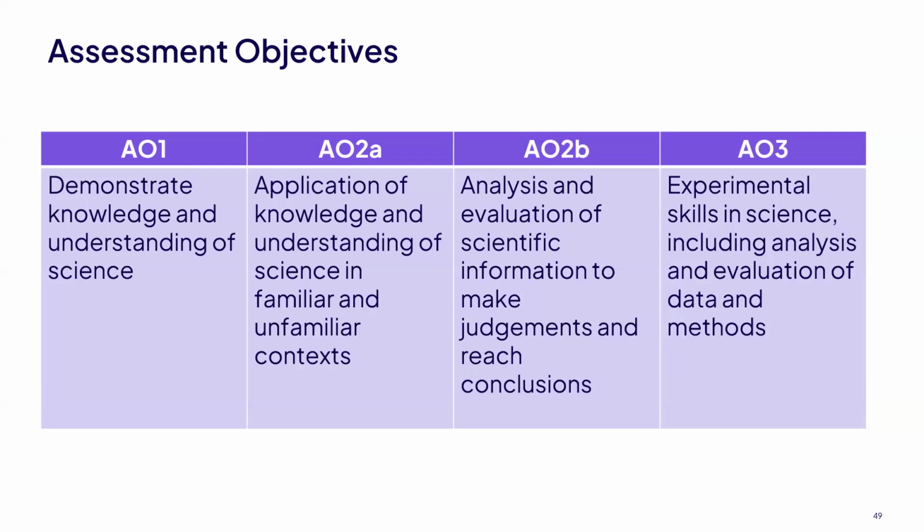AO2B is a slightly more difficult skill, a greater demand skill. It's similar to AO2A, but it involves analysis and evaluation of the information that you've been given to make judgments and reach conclusions. And AO3, which is only assessed in Unit 3 and Unit 6, is all about experimental skills, including analysis and evaluation of data and methods.